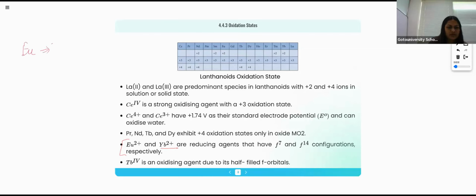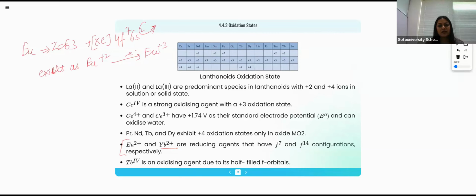Now europium here has atomic number 63, with electronic configuration of 4f7 6s2. So these electrons can be removed easily, right? So europium also exists as Eu2+, and with the loss of an electron, it can attain the Eu3+ oxidation state. So it is a good reducing agent. That is why the oxidation state for europium varies from +2 to +3.